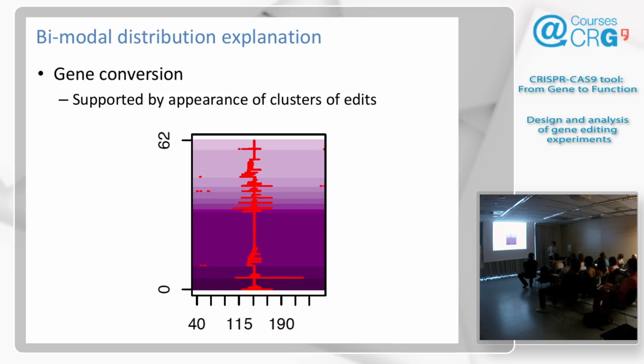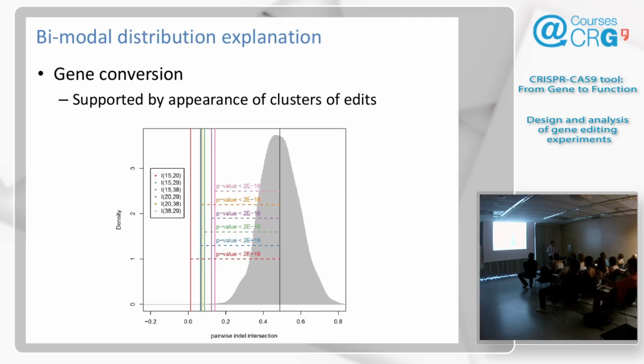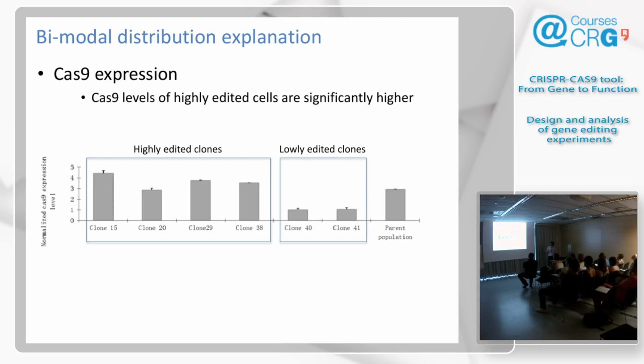And actually, if we make the statistics, there is a huge overrepresentation of co-occurrence of certain indels. So you never find in two different clones the same indel, but you do find the same indel within the same clone. So there is a little bit of this copy-paste type of mechanism.